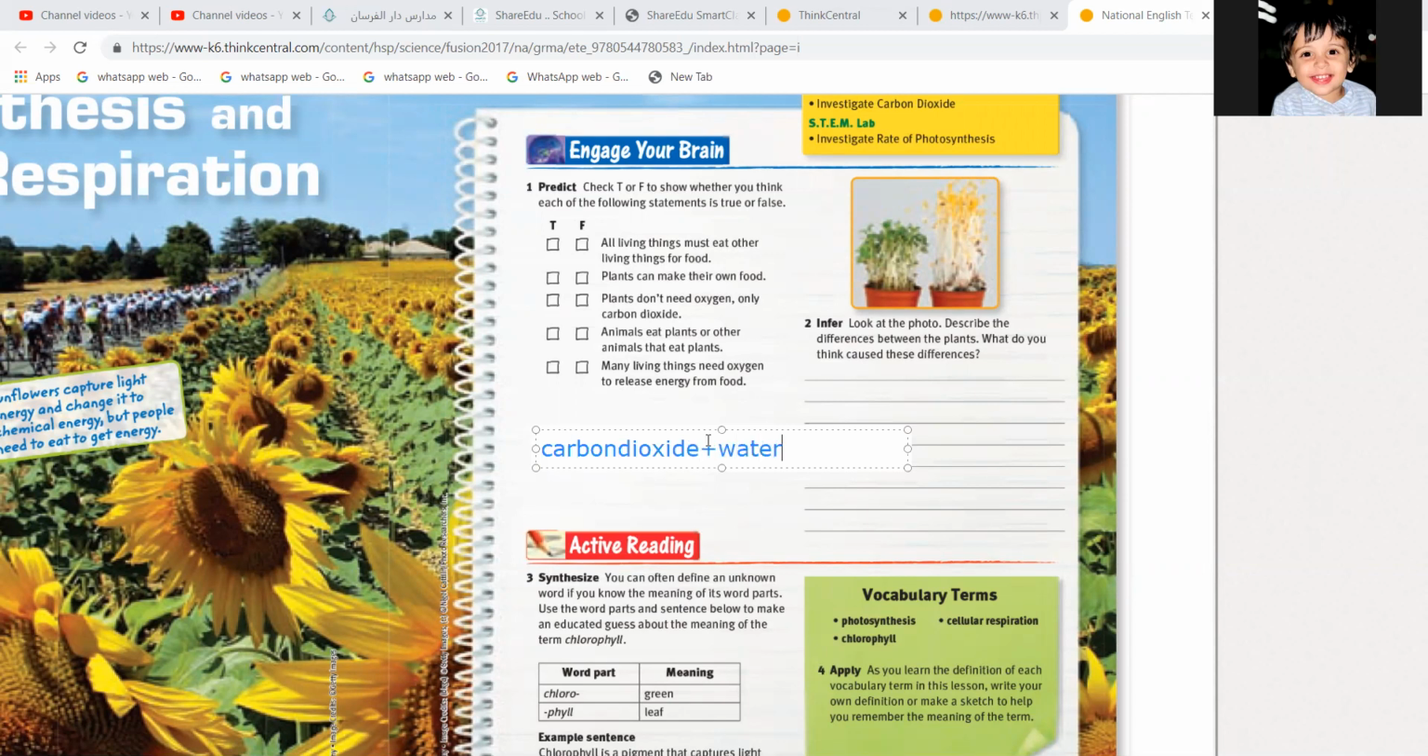I told you this is called an equation, girls. Carbon dioxide and water, it gives you, there must be an arrow mark. You know that. There must be an arrow mark here. Carbon dioxide and water, it gives you, what is released? Oxygen and sugar are released.